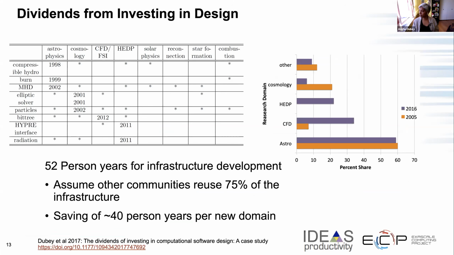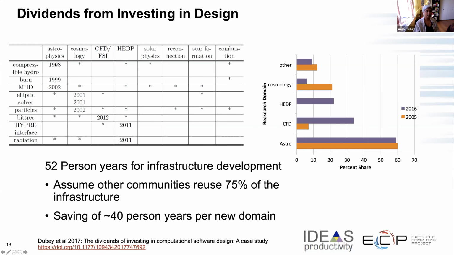This kind of an investment was extremely useful. Actually, in about the 2015-2016 timeframe, we did a systematic study based upon the data that was available of the user base and the people that had been at the center. So we analyzed that data to actually quantify the impact that the investment in design had made. In the table that you see here, the year is the year in which that particular capability was introduced into the code by the community that is listed in the rows.